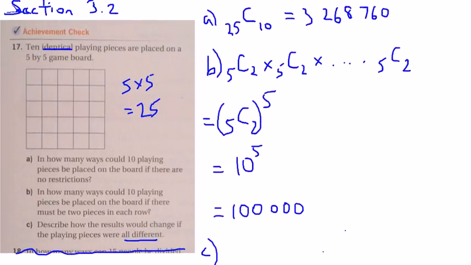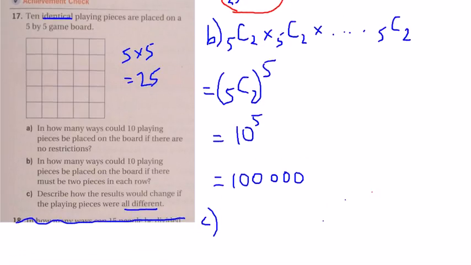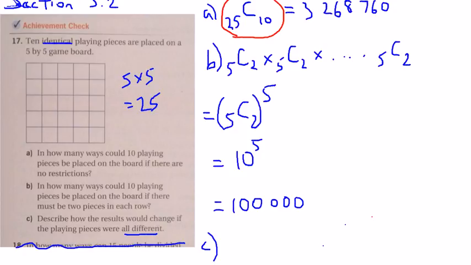So instead of this original calculation where we did 25 choose 10, well, for part C, I guess the order would matter. So in that case, I would say 25 P 10. That would be arrangements where order mattered. And that's a pretty big number. That's 1.186 times 10 to the 13. How much is that anyway? I guess that's about 12 trillion ways if all the pieces were different, in other words, if order mattered.